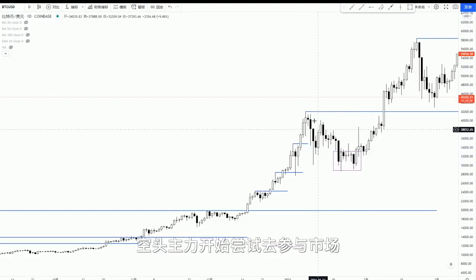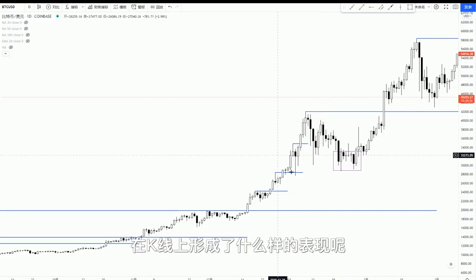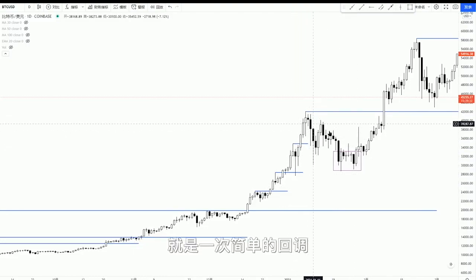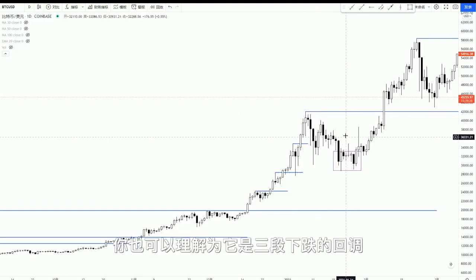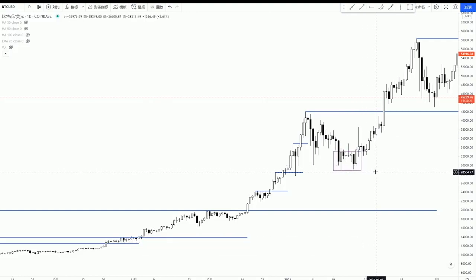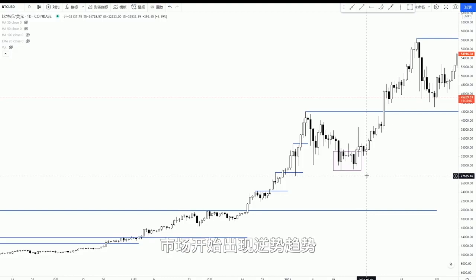It's a simple pullback. You can think of it as a 2-down pullback, and if you underline it you can think of it as a 3-down pullback. It's a very simple trend pullback. The market is starting to show a trend K. After a simple pullback, prices quickly return to their original trend direction.